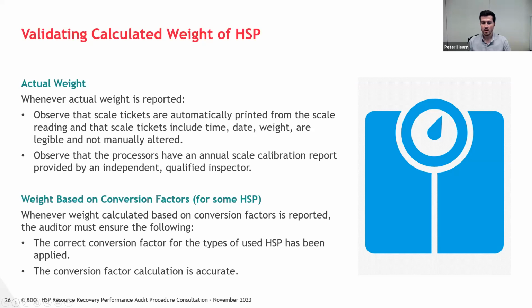But there are also weight-based conversion factors. So in some cases, RPRA have provided these conversion factors for specific products to say that on average it would weigh this amount, and a PRO or a producer is able to use those weight conversion factors rather than actual weights. And in those cases, an auditor wants to ensure that the correct conversion factor was used and that the multiplication was accurate.